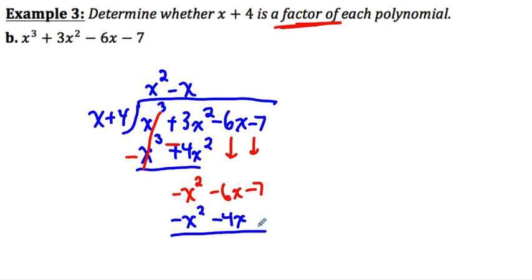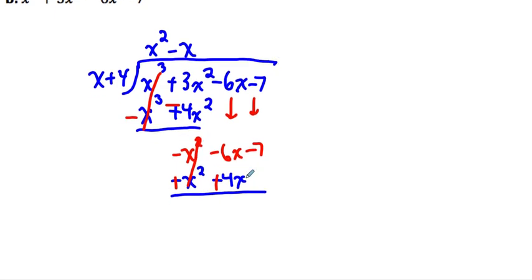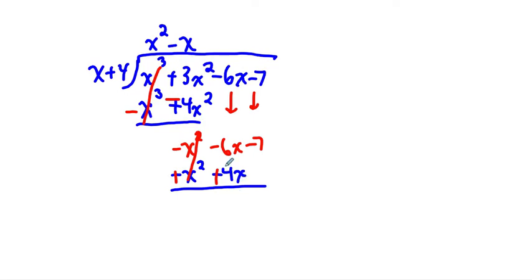Draw your line. And we flip our signs. So these are both positive, which is good for this first one because they need to cancel. Negative x squared plus x squared is 0, so they're gone. Negative 6x plus 4x is a negative 2x. And then I'm bringing down the negative 7.